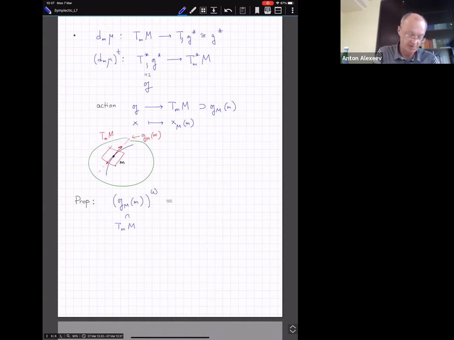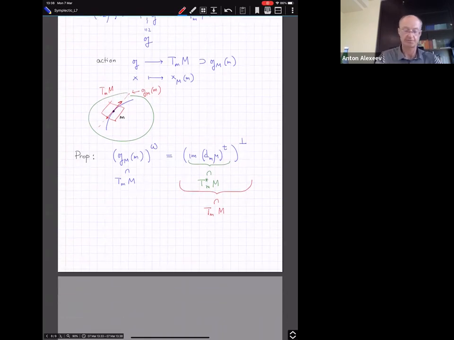And this is equal to the image of the transpose map orthogonal, where this thing is sitting in the cotangent space, and then the orthogonal is sitting again in the tangent space. Right. So, but we're going to see it now in a bit more detail when we write up a proof.